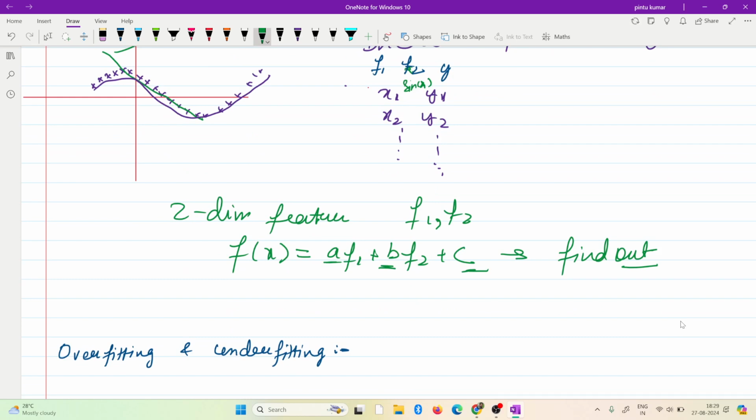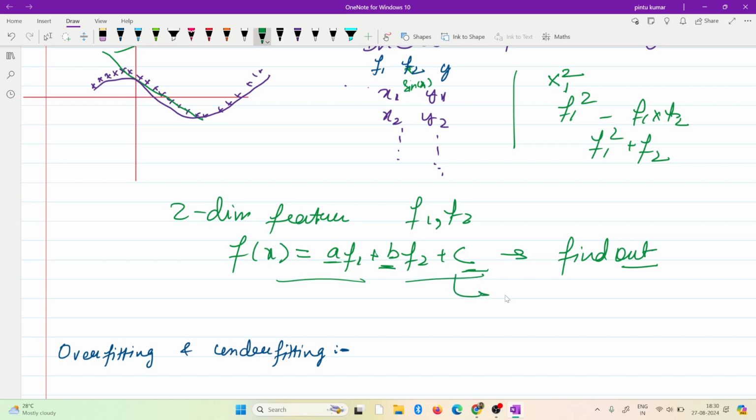So you can have all sorts of non-linearity that you can induce as a feature based on your data set. You can have something like x1 square, so feature 1 square, or you can have feature 1 into feature 2, or feature 1 square plus feature 2. All sorts of non-linearity you can include on your features, and then you can obtain your results. So as I said, this simple trick, whatever we learn from linear regression, can easily be extended to a non-linear setup by including the required features. This is what you will do.